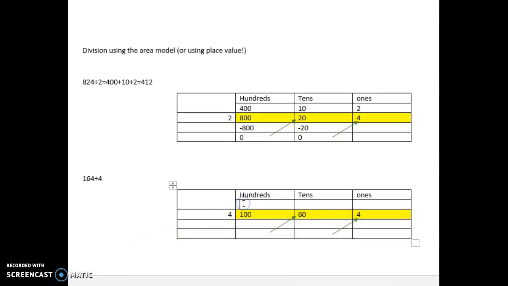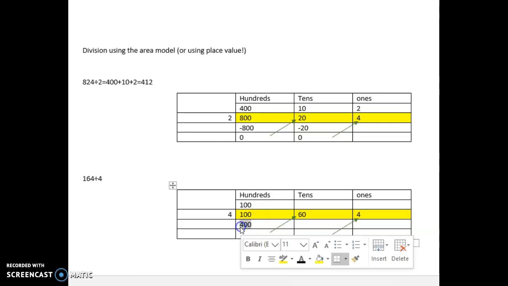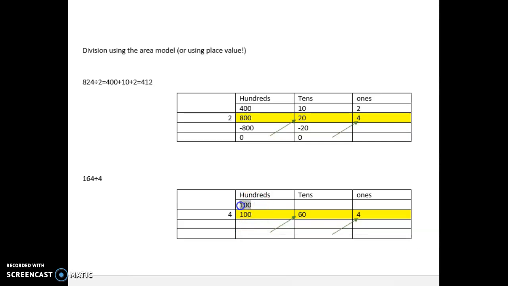Now, how many hundreds do I need to multiply 4 by to get 100? Well, the smallest hundred I could multiply would be 100. And if I do this, 100 times 4 is 400. If I have 100, can I take away 400 from that? No. So that tells me my first place value is going to be a 0. 0 times 4 is 0, so I'm going to subtract 0 from there. I'm going to have 100 left over.